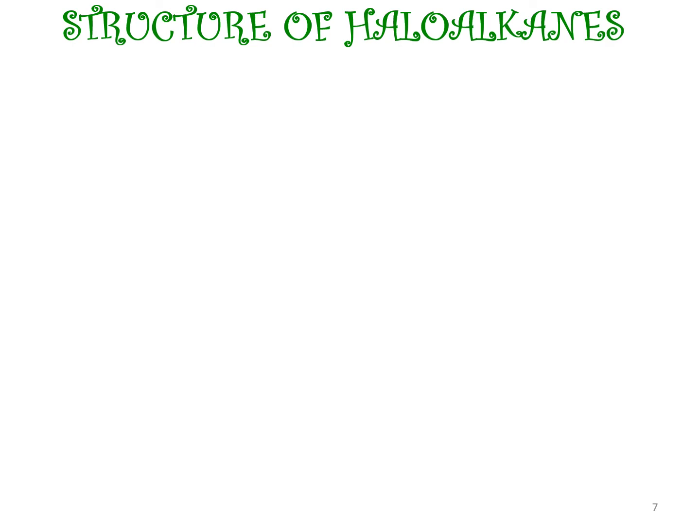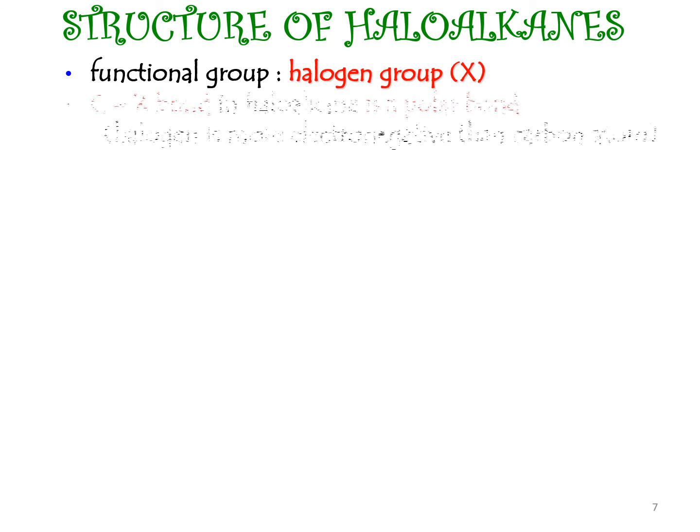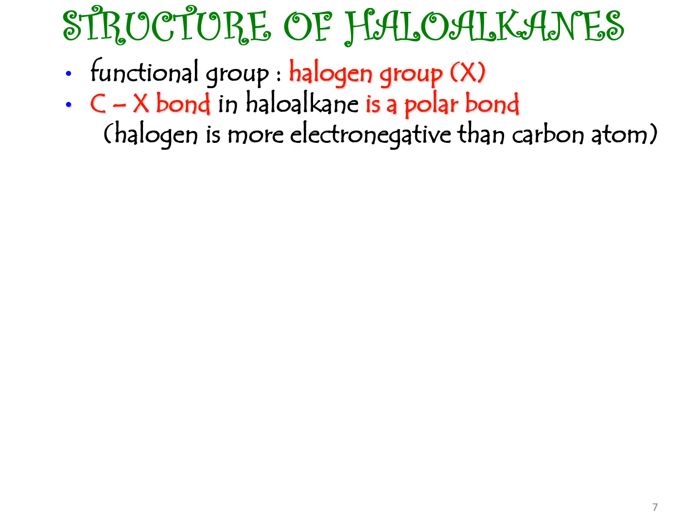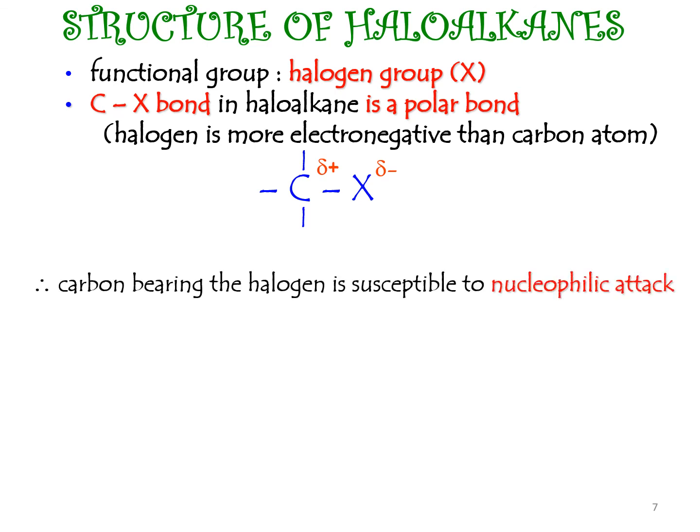More information about the structure of haloalkanes. The functional group of haloalkane is the halogen group. The symbol is X. The C-X bond in haloalkane is a polar bond because the halogen is more electronegative than the carbon atom. The halogen X has a partially negative charge and the carbon bonded to X has a partially positive charge. Therefore, the carbon bearing the halogen is susceptible to nucleophilic attack.